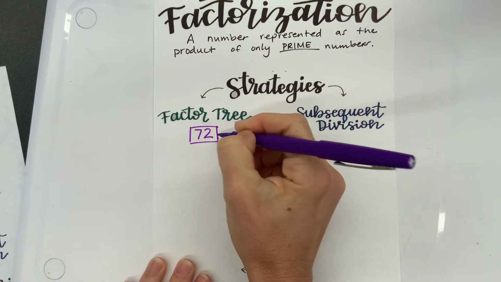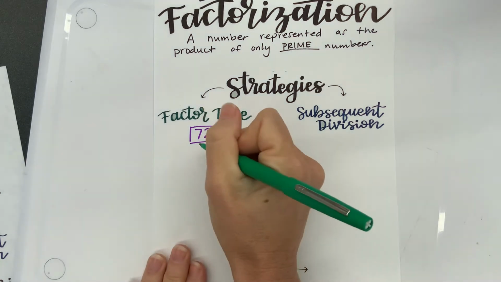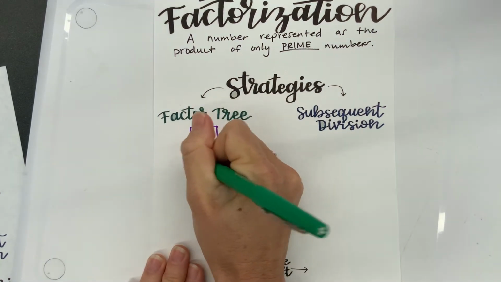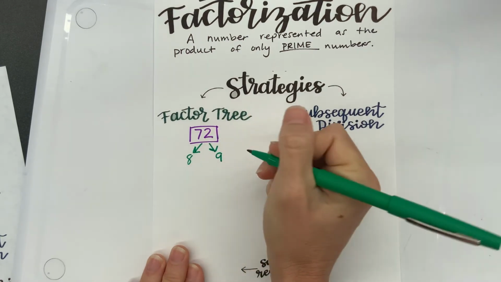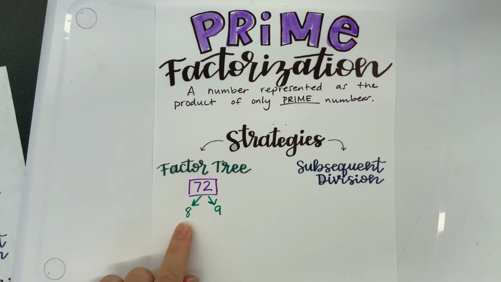All right, so the first thing I'm going to do is think of what factors I know of 72, meaning what numbers, when I multiply them together, will equal that. Well, I know 72 can be 8 times 9. All right, now we want the prime factorization. 8 is not a prime number, so I know I can break it down further. 9 is not a prime number, so I can break that one down further as well.